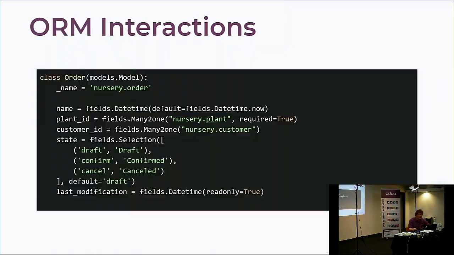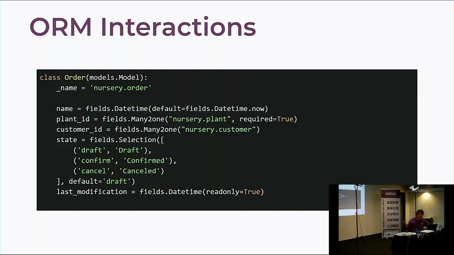Okay, now let's improve the nursery order module to use some of the features provided by the ORM. I have added a name field to avoid the record being displayed as nursery order. Before it was displayed as nursery order, comma 1, for example. So by default, the name of the order will be the creation date.